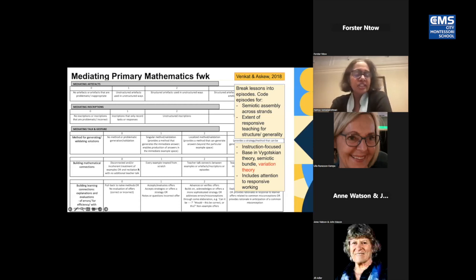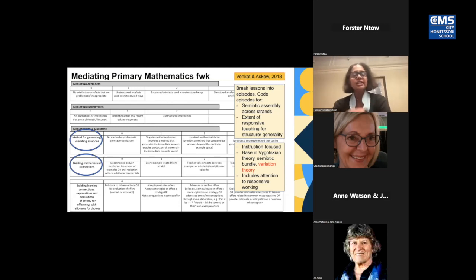So I'm going to focus not on all of this, but on two particular strands of this work where I think the variation theory parts come into play. The methods for generating and validating solutions was one of the strands that we coded teaching for, and building mathematical connections was another strand. And in both of those strands, I'm going to share how we worked with variation theory.